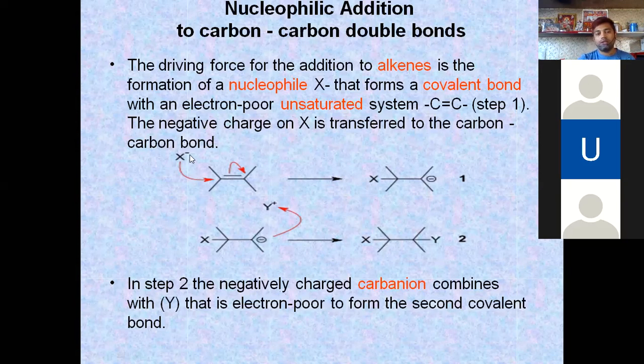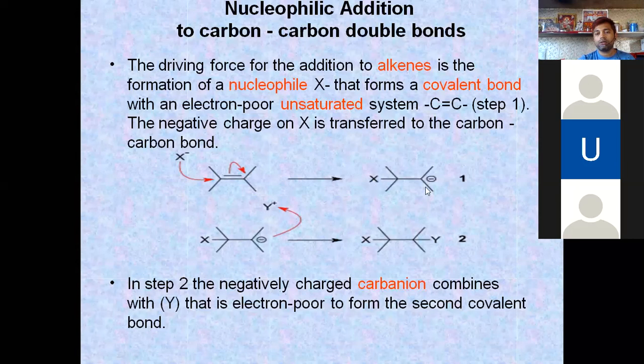This is our nucleophile, bearing a negative charge, with an unshared pair of electrons. Now this is our substrate. It has a pi bond, a double bond, so one sigma bond and one pi bond. This bond will shift here and it will become a carbanion, a carbon having a negative charge, and this will become a carbocation, a carbon having a positive charge. So this nucleophile will form a covalent bond with this carbon atom having a positive charge.